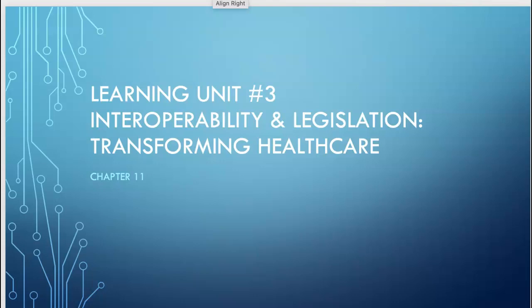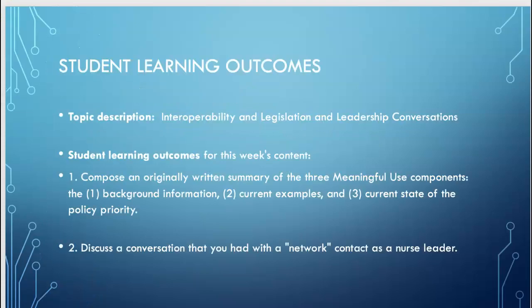Interoperability and legislation in transforming healthcare will be our topic, and we'll be focusing on chapter 11 this week. Our student learning outcomes are that you will compose an originally written summary of the 3 meaningful use components, including background information, current examples, and the current state of the policy priority, which we will discuss a little further. And then you'll also discuss a conversation that you've had with a network contact as a nurse leader.